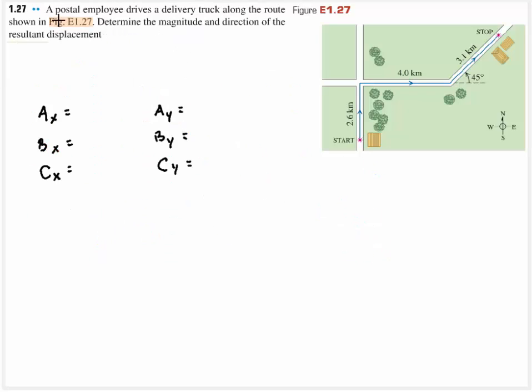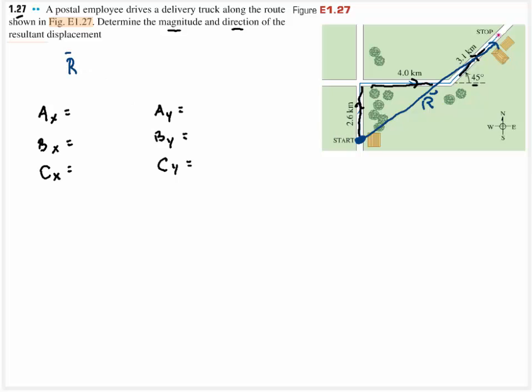And now a little bit of practice with vector addition with problem number 27. Essentially we have a truck that's going to go 2.6 miles north, 4 kilometers east, and 3.1 kilometers at an angle of 45 degrees. And we're looking for the magnitude and direction of the resultant displacement, where the resultant displacement is going to be a vector. It's going to start at the start and finish at the stop. So kind of what we're looking for is that vector r.